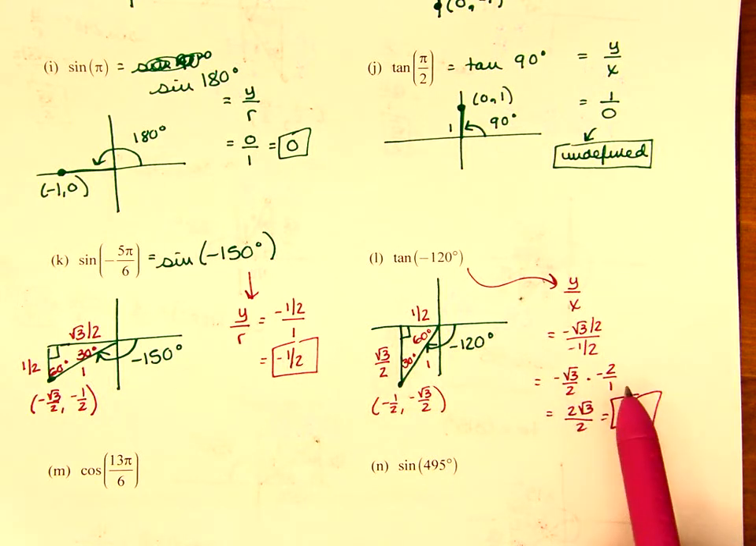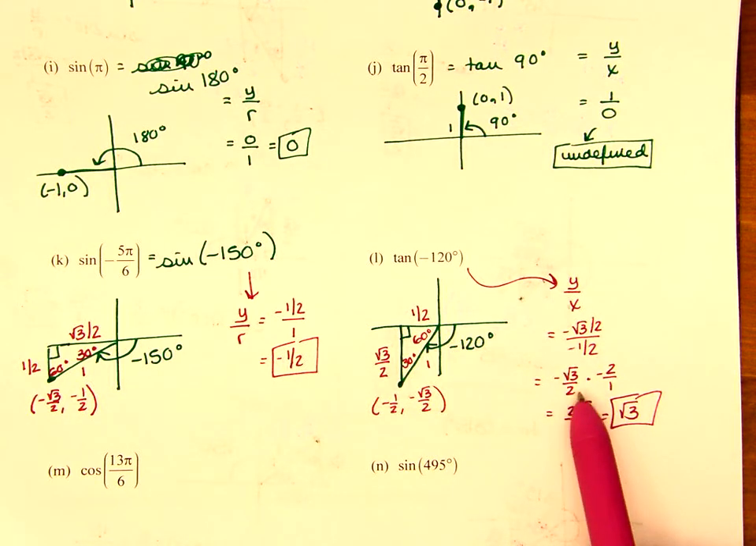I want my y over my x, that's negative root 3 over 2 over negative a half. Well, I've got to do a little bit of work now. I'm going to multiply by my reciprocal, negative root 3 over 2 times negative 2 over 1, gives me 2 root 3 over 2, or root 3.